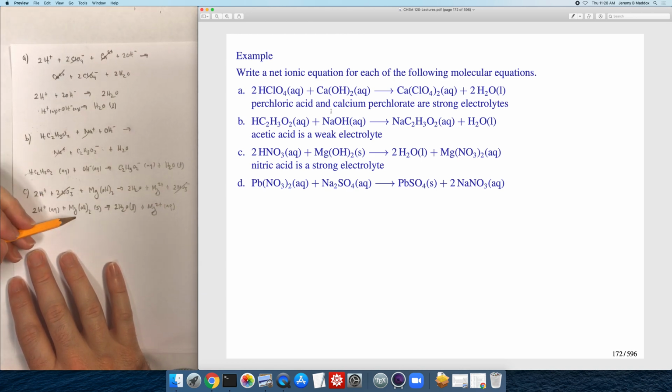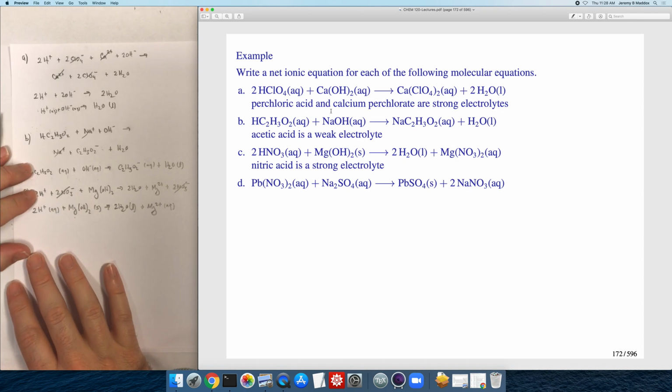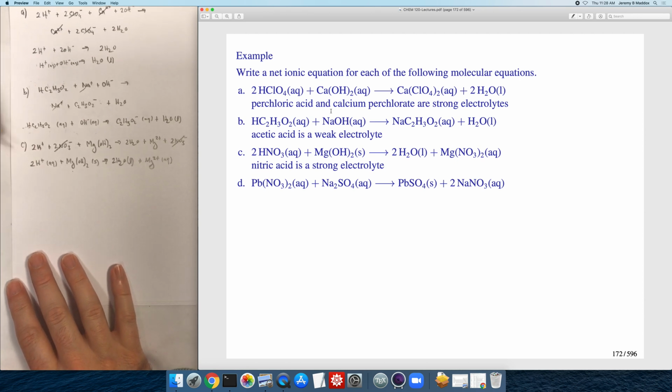We don't break up our insoluble ionic compounds. We don't break up non-electrolytes. Spectator ions have been canceled. Let's do part D as well. So this is going to be a precipitation reaction.